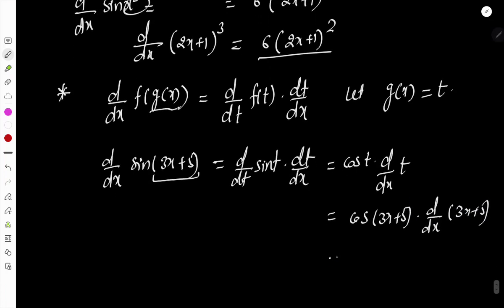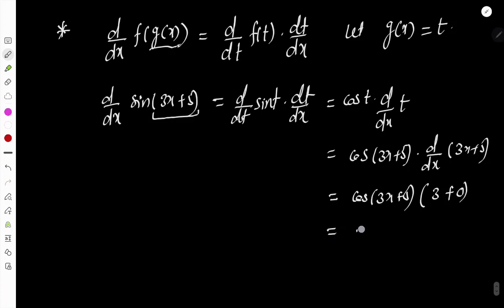So cos (3x plus 5) as it is, and the derivative of this one means the derivative of 3x plus the derivative of 5. The derivative of 3x is 3, the derivative of 5 is 0. So we are getting 3 times cos (3x plus 5). That is the answer here. Correct? Hope it is clear to you all. Now let's see the next one.